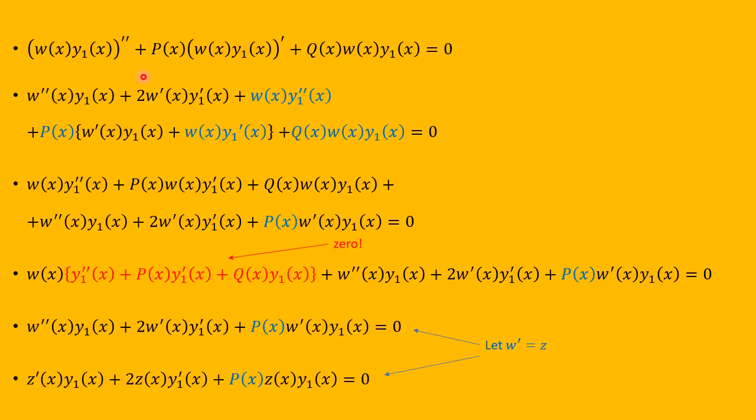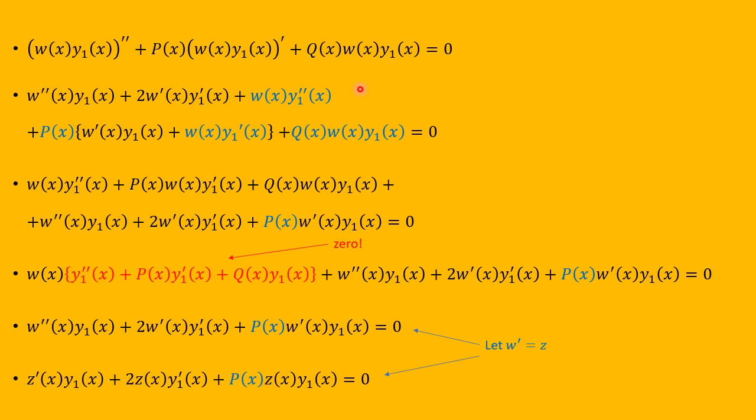So here's what we do. For y, we substitute w of x times y1 of x into our differential equation. So we have the second derivative of this plus p of x times the first derivative of this plus q of x times this equals 0. Now here's what we know. We know that y1 satisfies a similar homogeneous differential equation, and we want w of x times y1 to also satisfy that same differential equation.